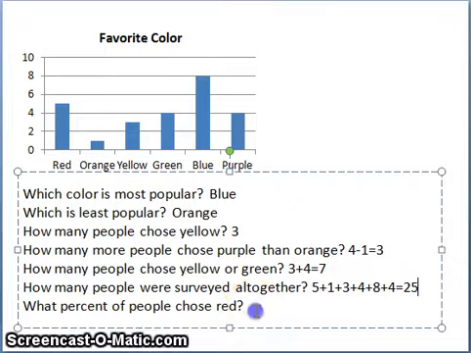Now, what percent of people chose red? Remember that the percent of people who chose red would be the number of people who chose red divided by the total number of people surveyed. So I look at red and I say, okay, red was 5 people. Total number of people surveyed was 25. So 5 over 25. I'm going to reduce that fraction, which is 1 over 5, and turn it into a decimal, which is 0.2, and turn it into a percentage, which is 20%. Because remember, to go from a decimal to a percent, we move the decimal place 2 places to the right to do that. So there we go.